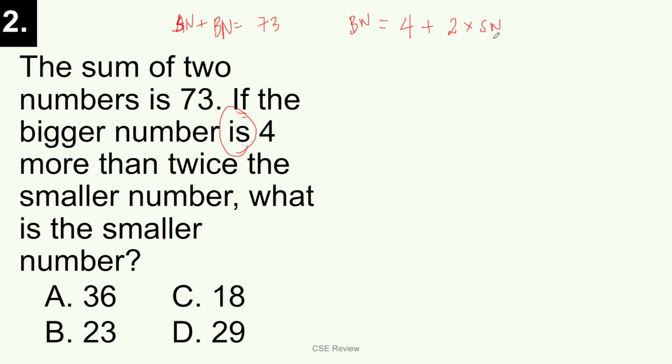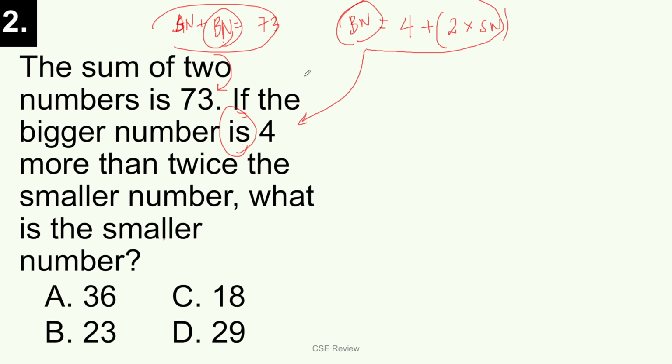Okay? So, again, what did I just do here? I just translated this sentence. This is it. And this equation is that sentence. Okay? The bigger number is equal to 4 plus 2 times the smaller number. So, of course, that is in parentheses. And what you do with equations is basically substitute it there. Okay? So, since this is Bn, I can put it in the place of Bn in the earlier equation. So, that would look like this.